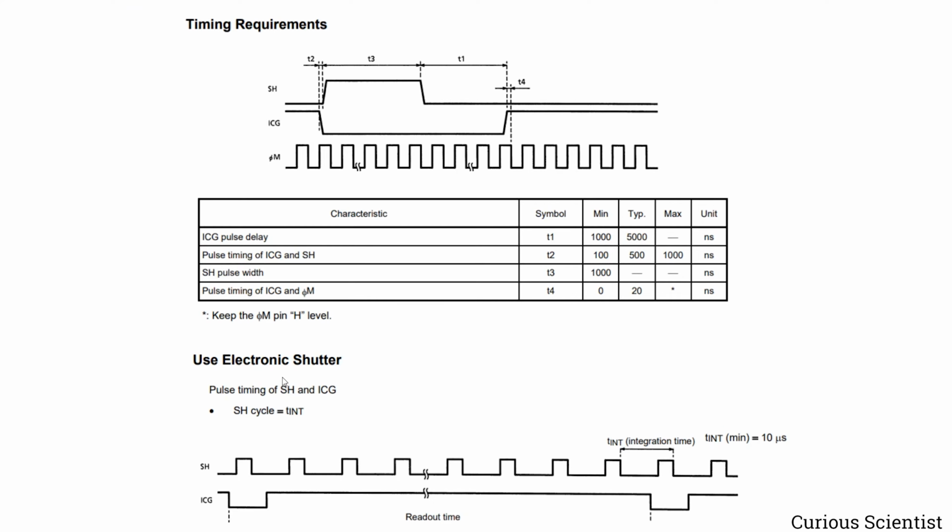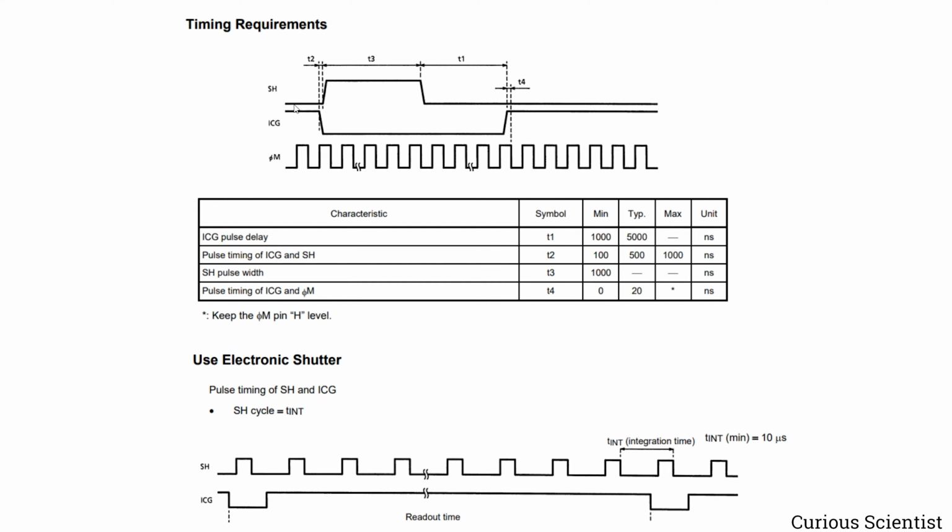So now let's take a closer look at the timing of SH and ICG, because this will be one of the hardest tasks in the whole programming, I would say. It took me some time to figure everything out, but I solved it and it works perfectly. So as you can see, there are some periods defined here, starting from T1 until T4. So we have to consider these numbers very carefully.